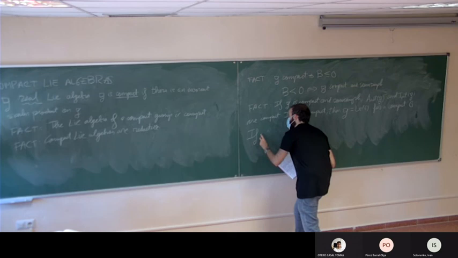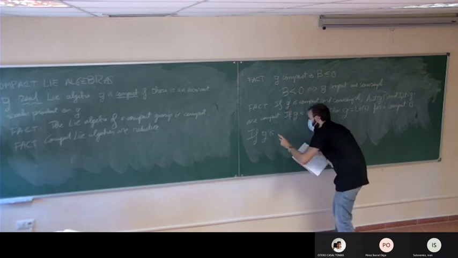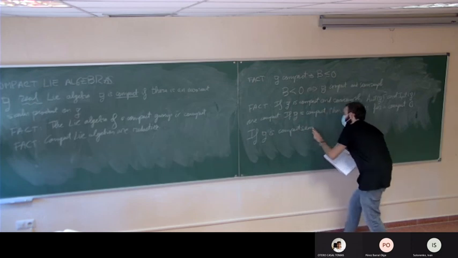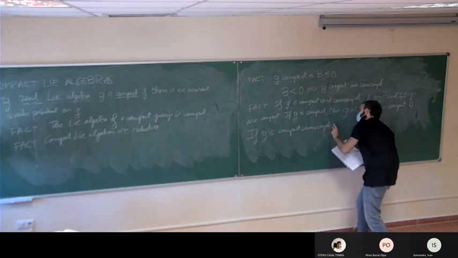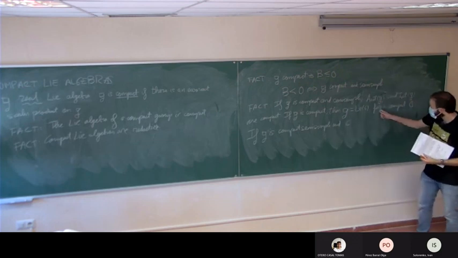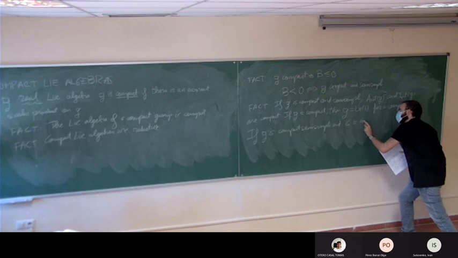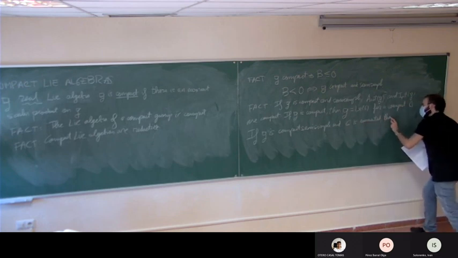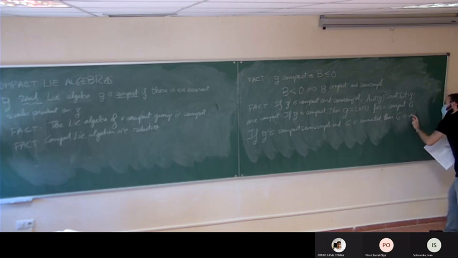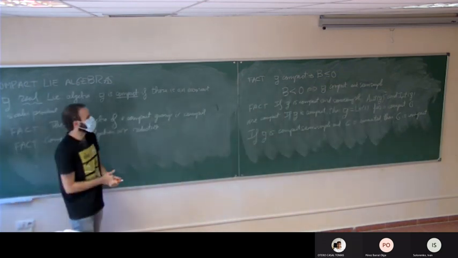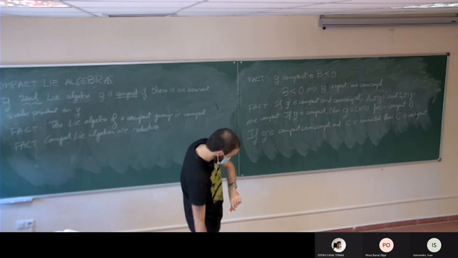Also, if G is compact semisimple, and G taken as here is connected, then G is compact. Okay. So that's all I wanted to talk about on compact algebras.